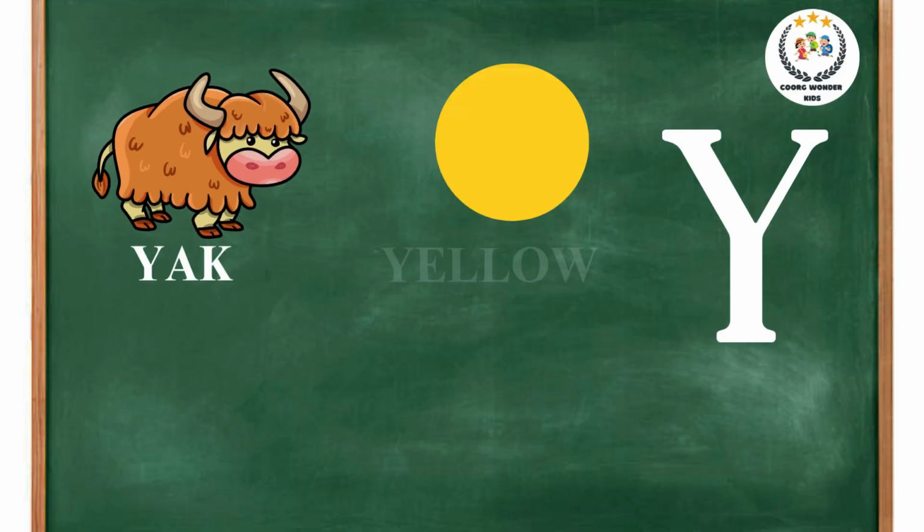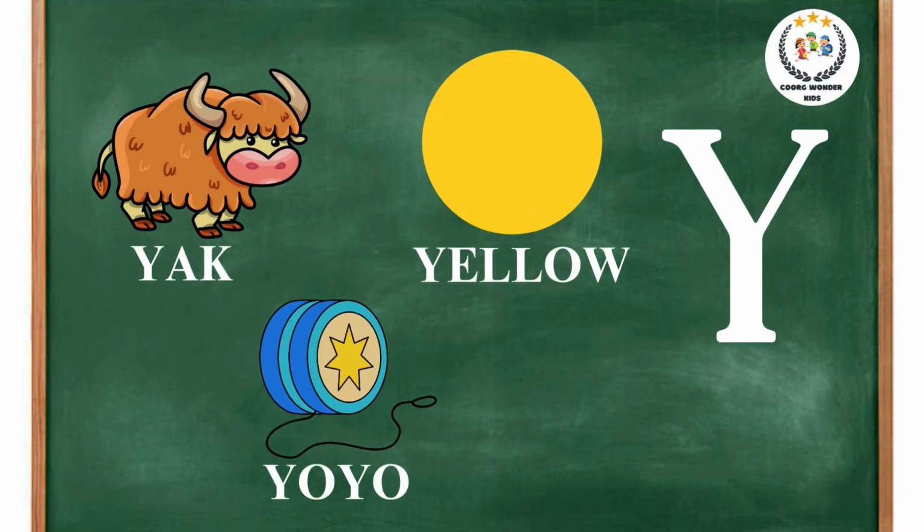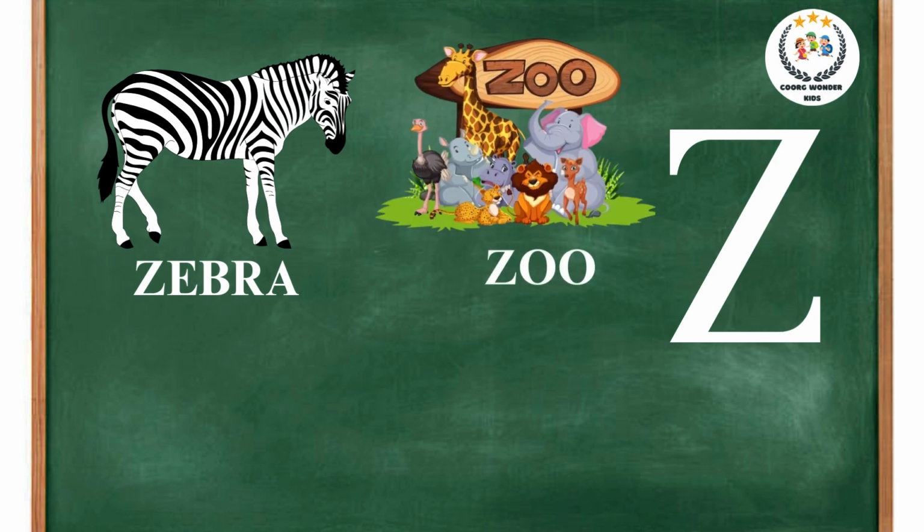Y. Y is for yak, yellow, yo-yo. Z. Z is for zebra, zoo, zero.